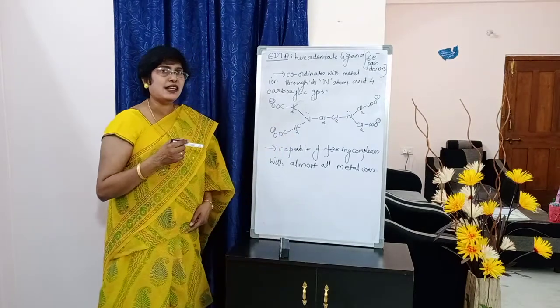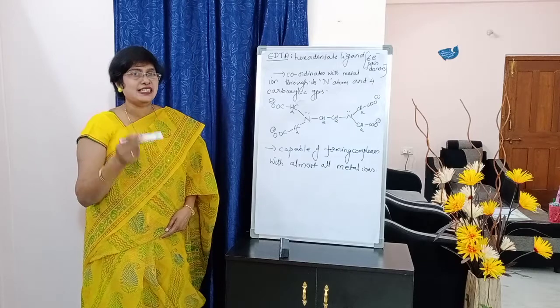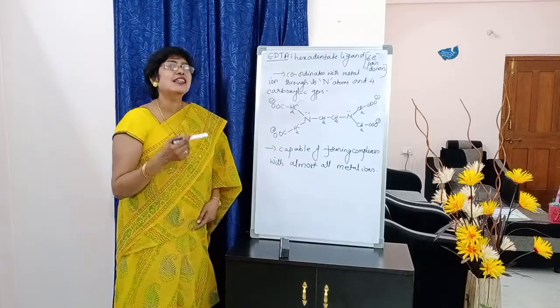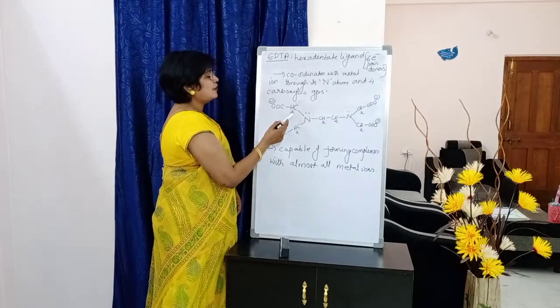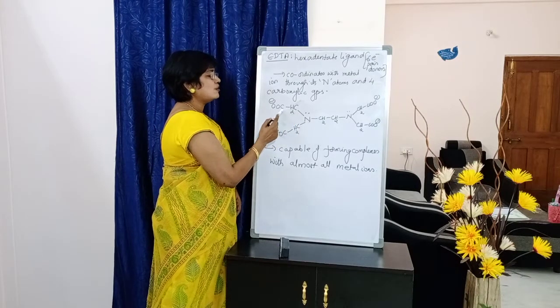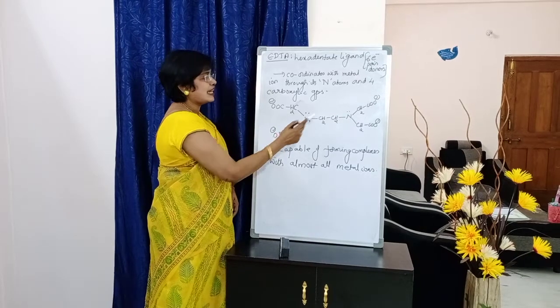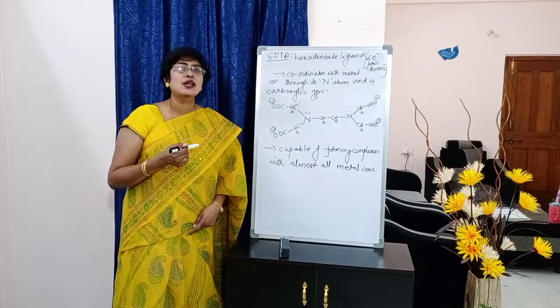What is the meaning of tetra? 4. Tetraacetic acid: 4 acetic acids. What is acetic acid? CH3COOH. So CH3COOH I have written here. So N-CH2COO minus: 4 acetic acid groups. So CH2COO minus, CH2COO minus.